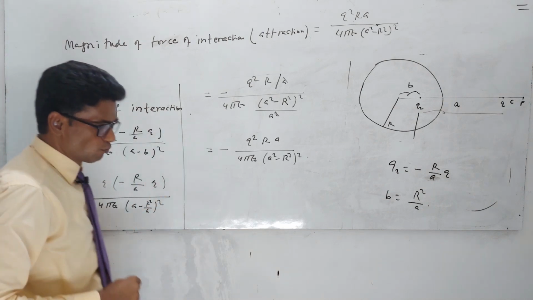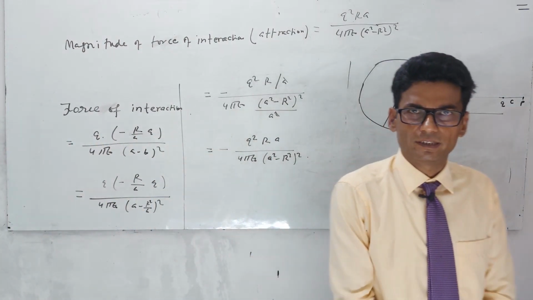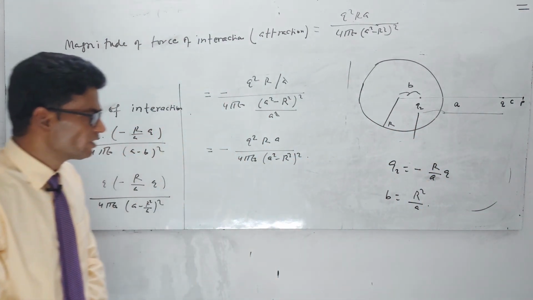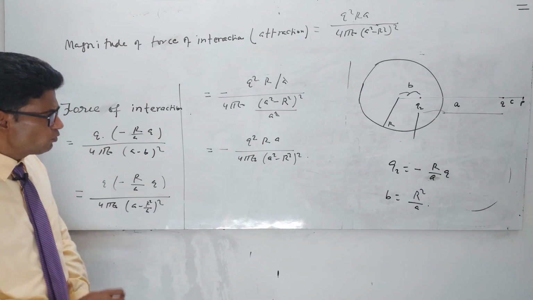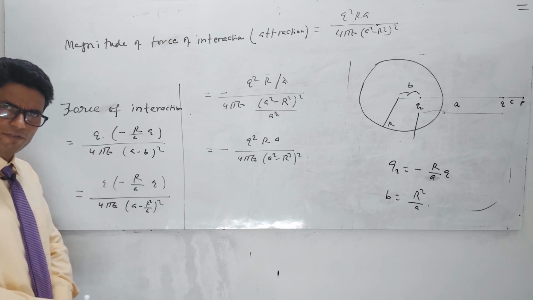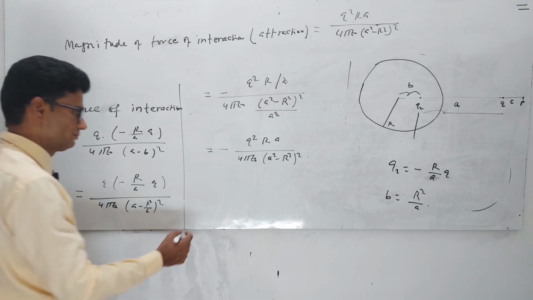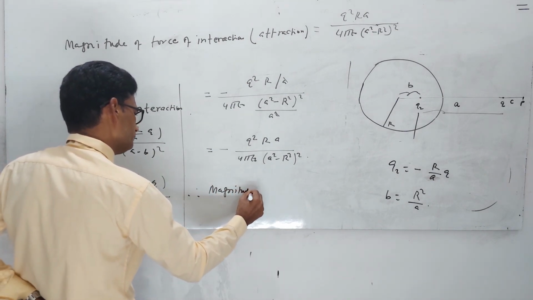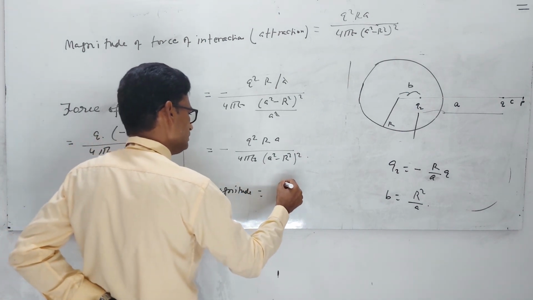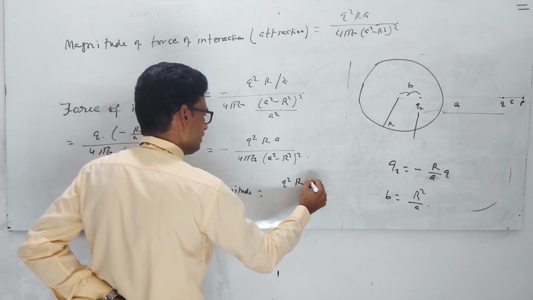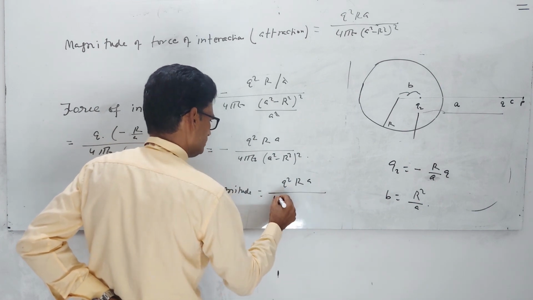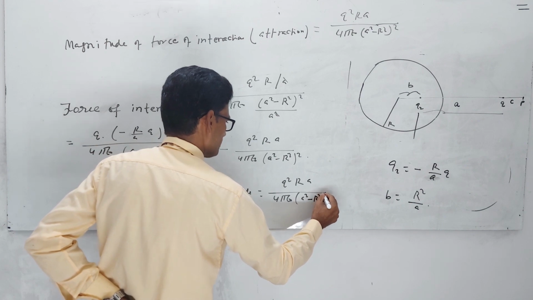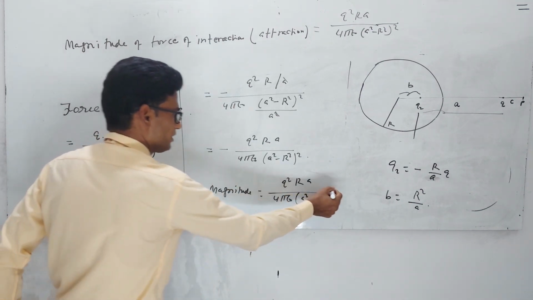Your negative sign shows the force is attractive in nature. Now we have to find the magnitude of the force of attraction. So the magnitude is equal to Q square R A over 4 pi epsilon naught, A square minus R square whole square.